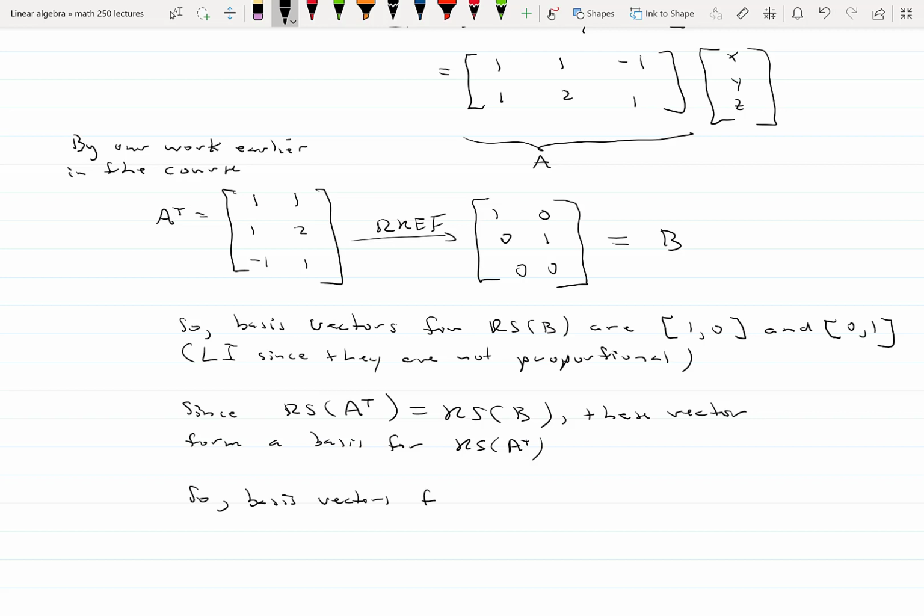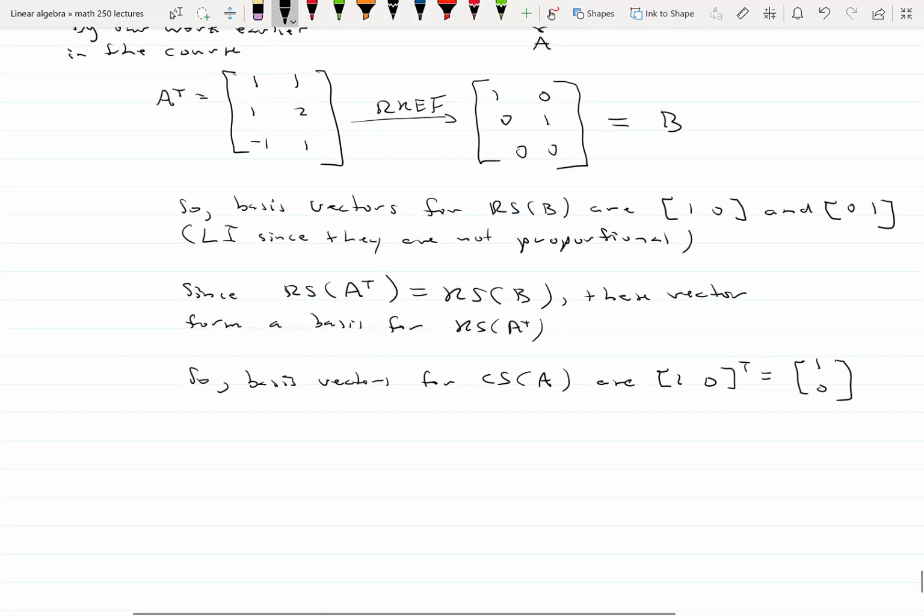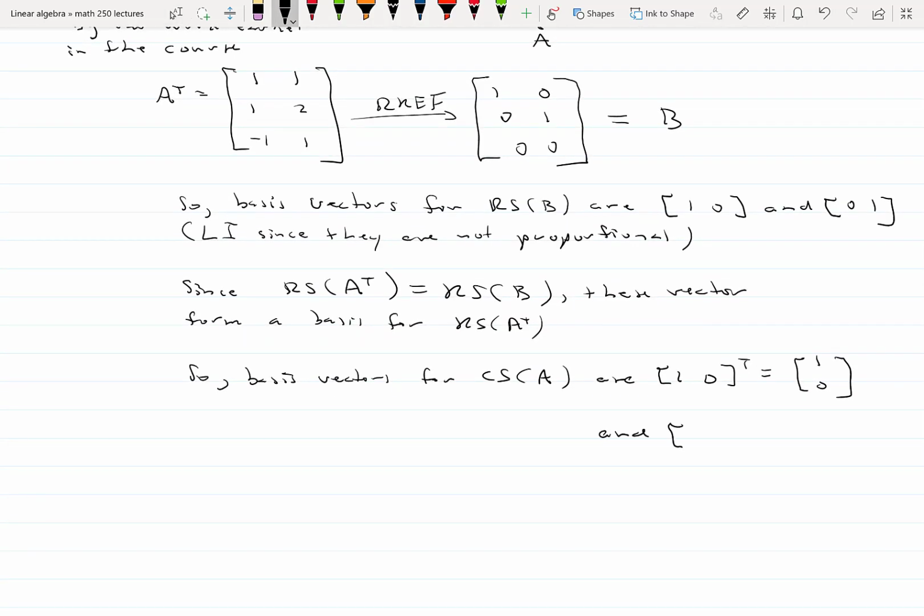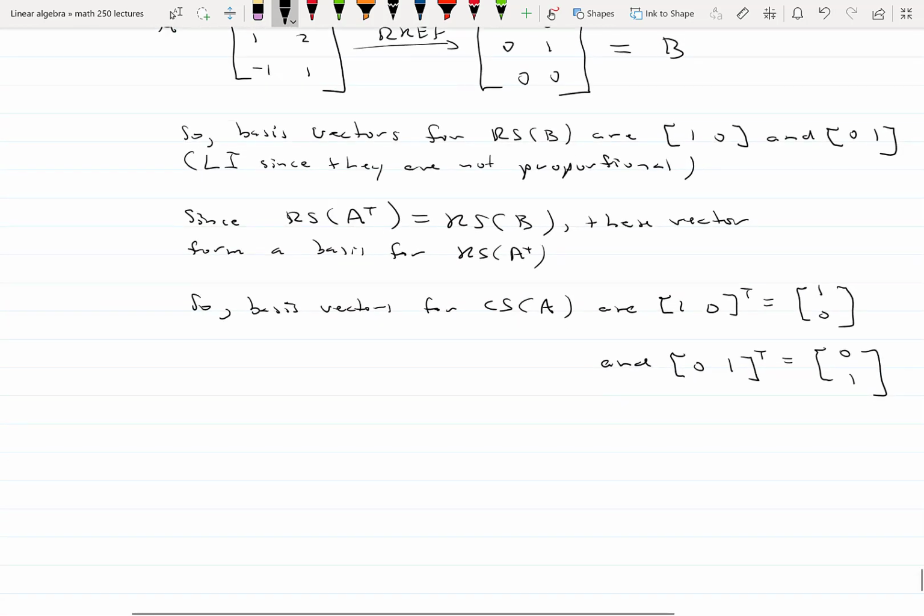Okay, so basis vectors for the column space of A are 1, 0, and I realize I put commas in those vectors, and there shouldn't be commas, sorry about that, are 1, 0 transpose, which is 1, 0 as a column vector, and 0, 1 transpose, which is column vector 0, 1.